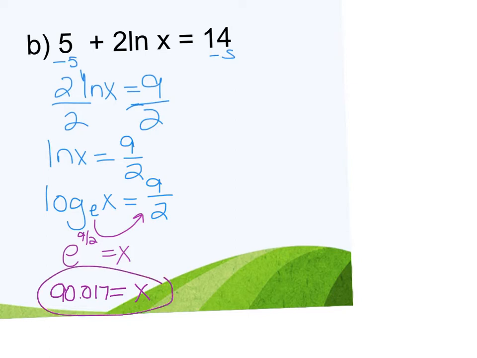So this is what I got, and if I plug this back in here, I can find the ln of 90. As long as it's a positive number, I'm good. There are like 3 ways to do this equation. Does anybody see a different way to do this one?